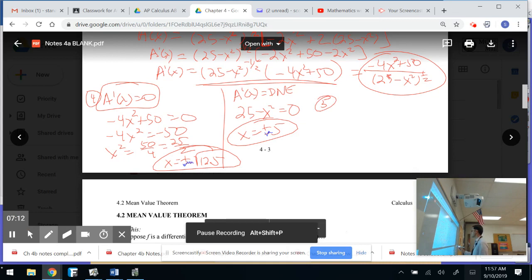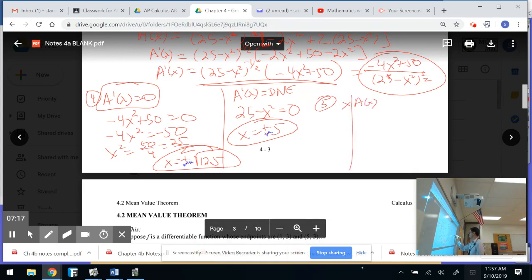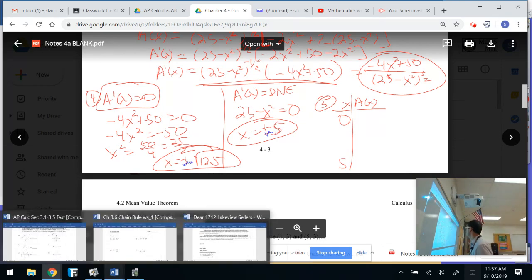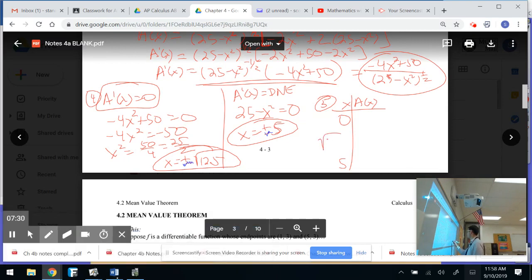Okay, how do we test these? Remember, we're going to test the domain endpoints. It's got to be closed off, right? So we're going to check 0 and 5, which is interesting. 5 was in the domain. That was the endpoint. But 5 also ended up being a critical point. And then we also got the square root of 12.5.